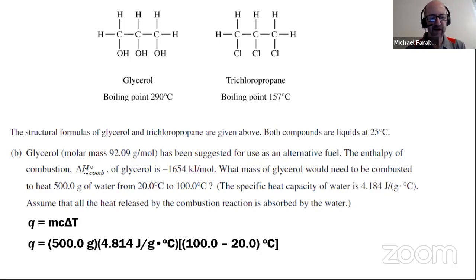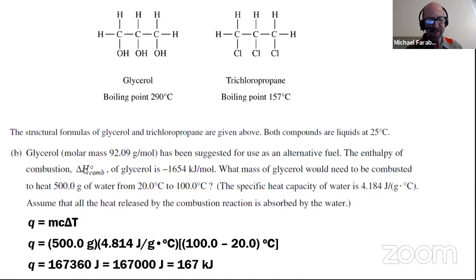If I multiply 500 times 4.184 times 80.0, oh, I think I wrote that wrong on the screen, it should be 4.184, so ignore that part. Sorry about that, but this is the correct math. It's 167,360 joules, which I rounded off to 3 significant figures. I could say 167,000 joules or 167 kilojoules. Okay, that is the correct answer to the first calculation. Sorry about that typo on the screen.